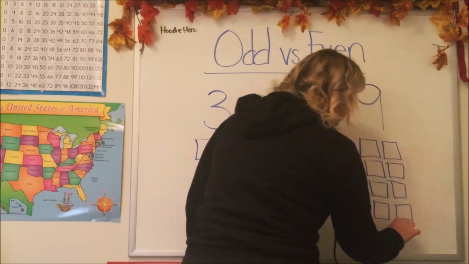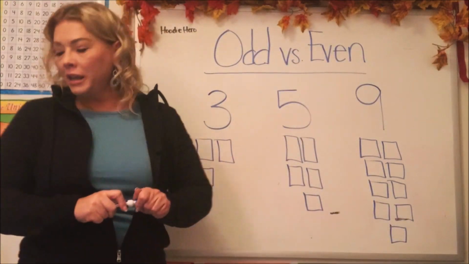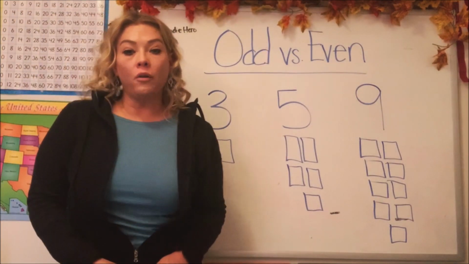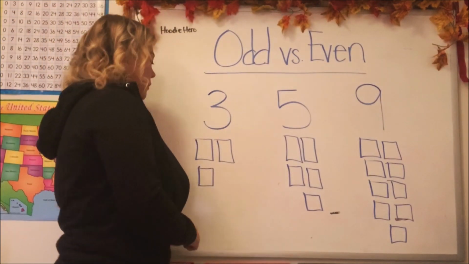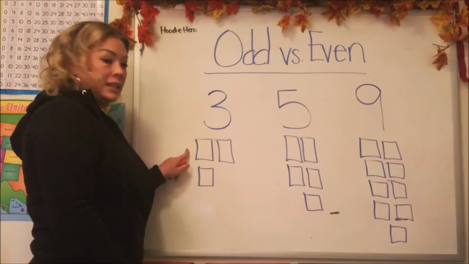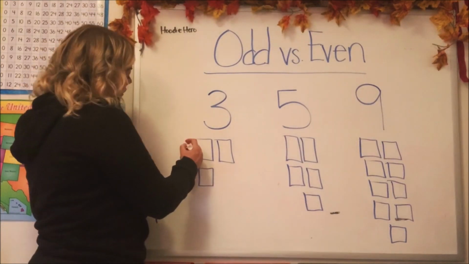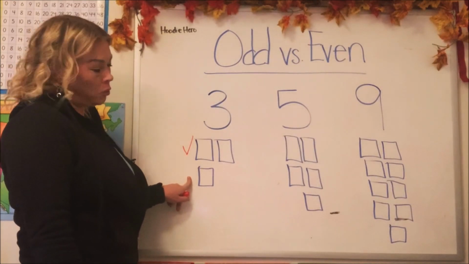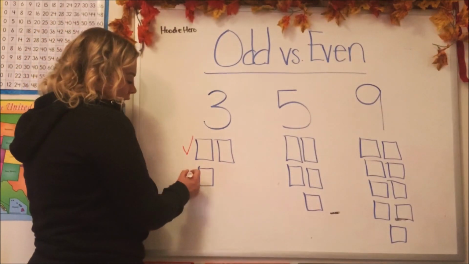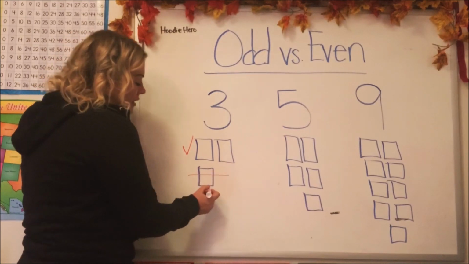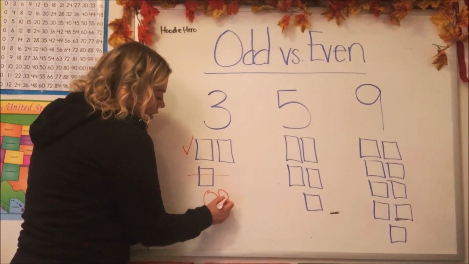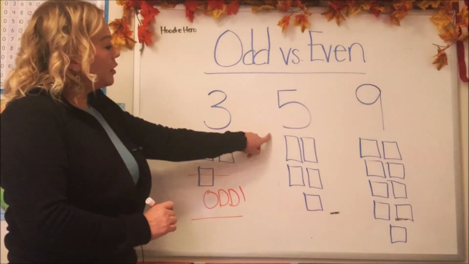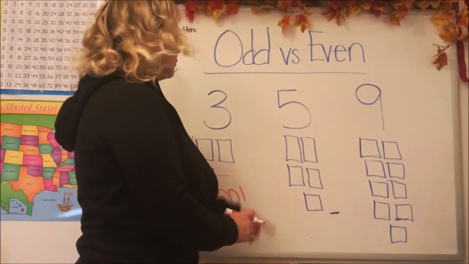All right, here we go. Ready? Let me get my red marker out so we can see whether they're odd or even. Okay, we have 3. Does this line have a partner for each block? It does. Does this line have a partner? Wah, wah. It doesn't. So that means that this is odd. Okay. Let's go to the next one, 5.